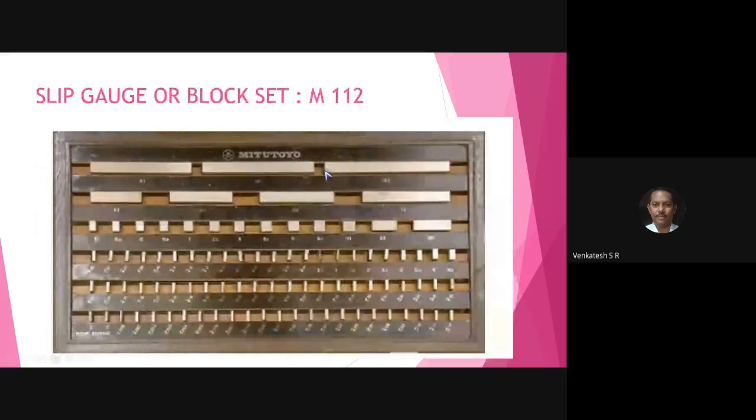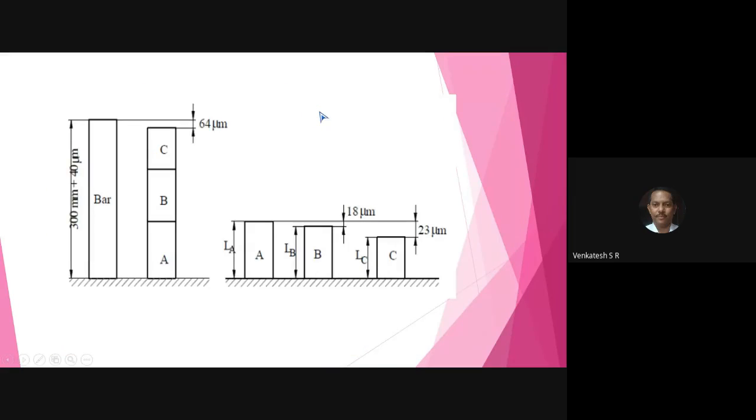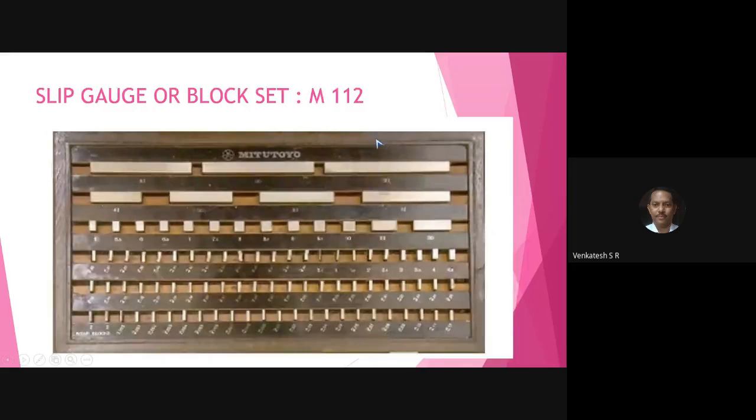Just observe here, all of you. This is a slip gauge block of the M112 set. In the same way, you have M87 also. These are the slip gauges. The length is 30 millimeter, the width is 10 millimeter, and the thickness is the dimension.